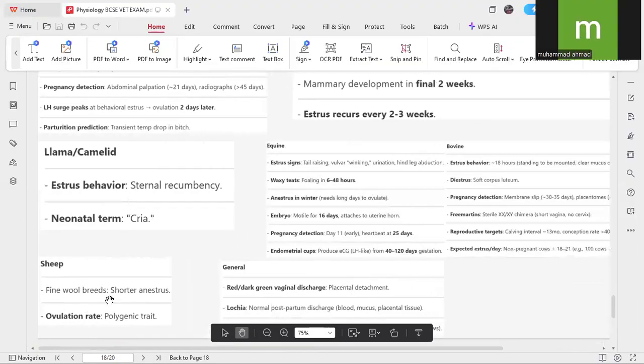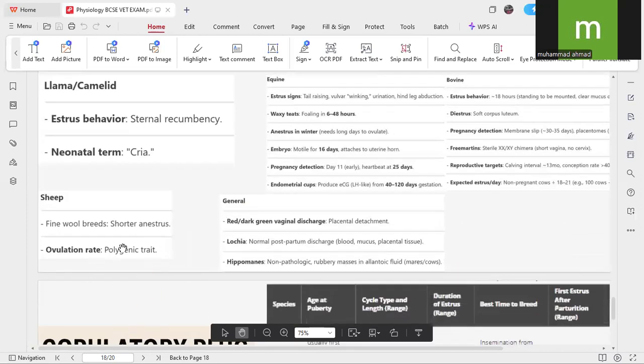Sheep, a fine wool breed, have a shorter anestrus; ovulation rate is a polygenic trait. Lochia is important: general red, dark green vaginal discharge, placental detachment. Normal postpartum discharge is blood, mucus, and placental tissue. Hippomanes are non-pathological rubbery masses in the allantoic fluid.